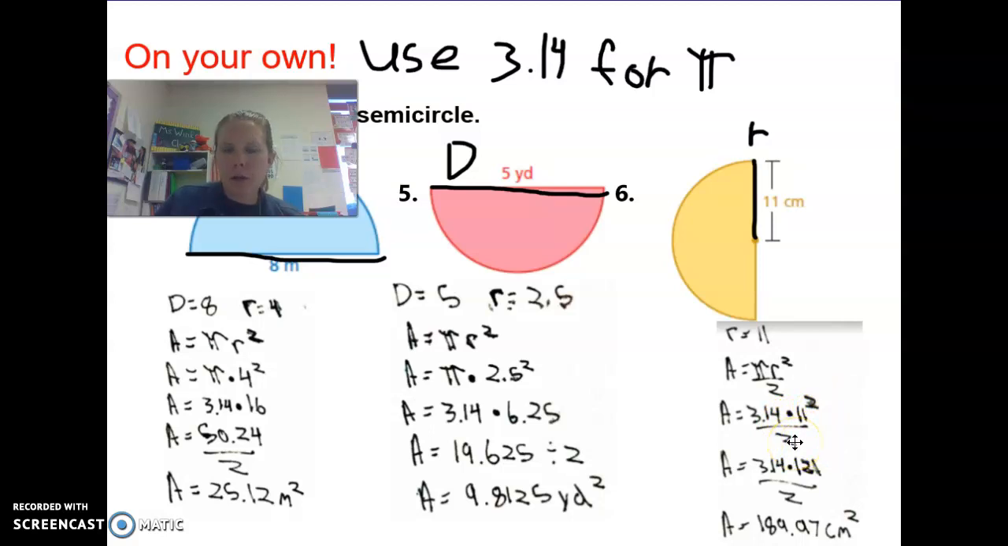In this case, I just followed my order of operations. We have no parentheses, so exponents are going to be first, so I did 121. Then it is a little tricky to decide, are you multiplying or dividing first? In this case, I want to multiply this part first, and then I'm going to divide by 2. Ultimately, my answer becomes 189.97 centimeters squared.